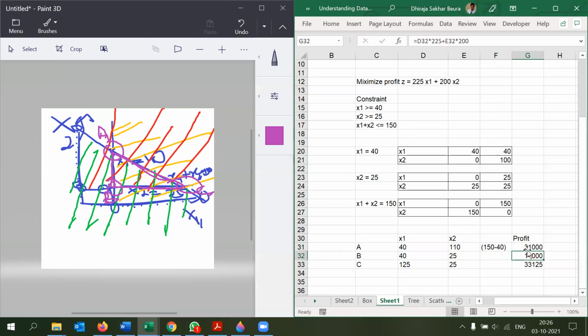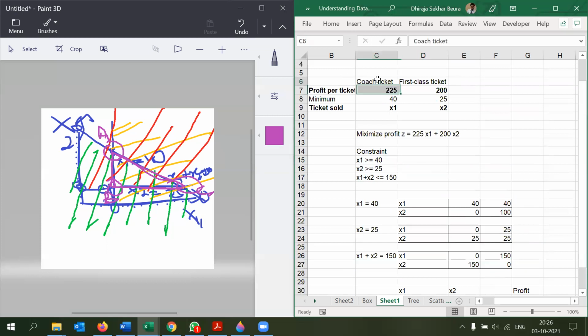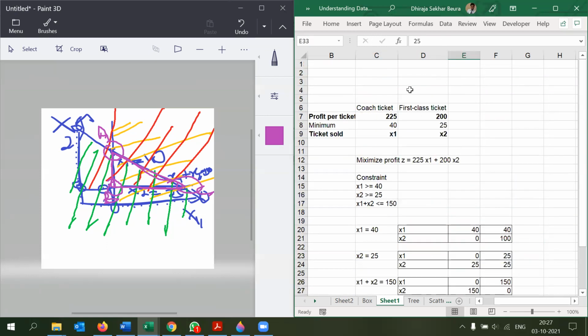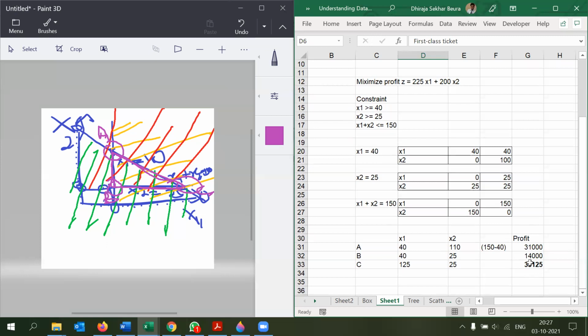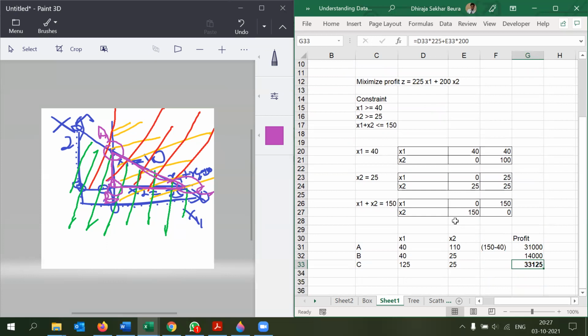Find out which one is maximum. This one is maximum, right? So this is our solution. Your solution line will be: you will be selling 125 coach tickets and 25 first class tickets to maximize your profit, which comes to 33,125. This is the beauty of the LPP problem. In a complex situation like this, it will give you the exact number of units that you have to sell to maximize your profit, or the other way around, to minimize your cost. Makes sense? Any doubts, guys?